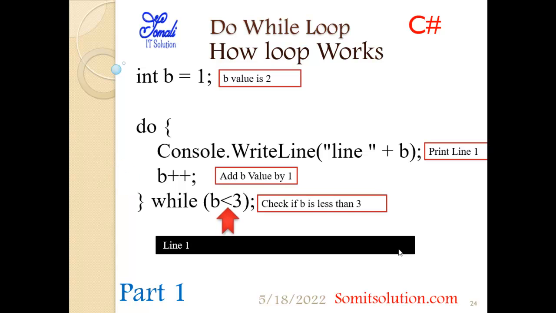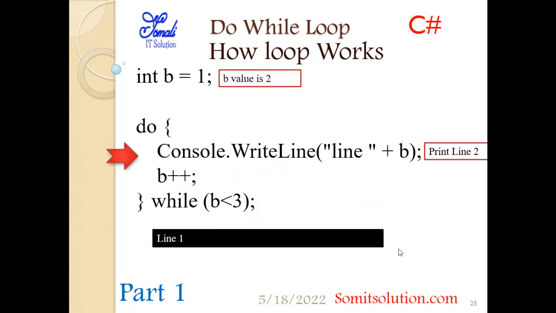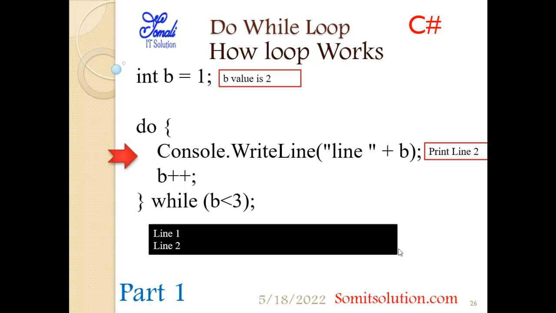Check if b value is less than 3. B value is less than 3 because b value is 2 and 2 is less than 3. Print line 2. Add b value by 1 and b value becomes 3.